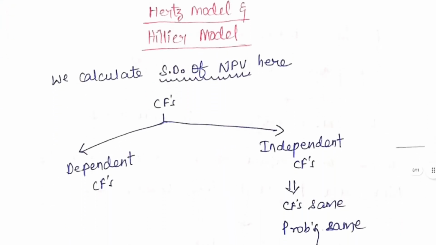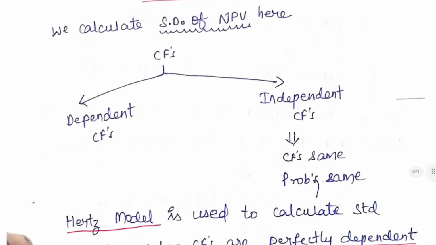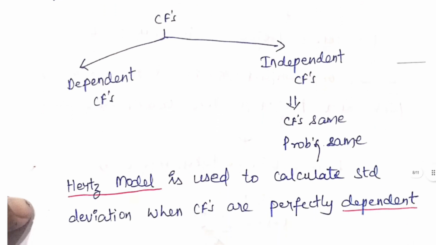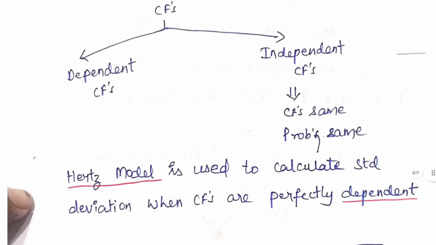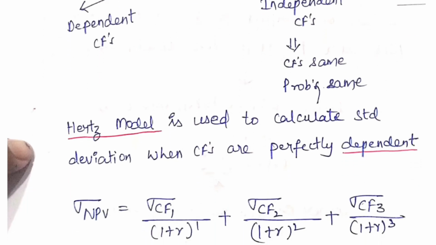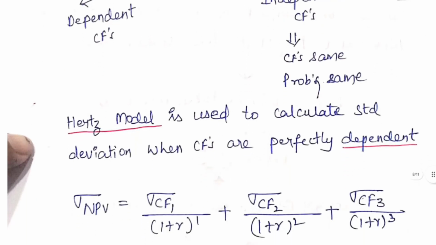Hedge model and Hillier model. Here we calculate standard deviation of NPV. Here cash flows are of two types: dependent cash flows and independent cash flows. Independent cash flows means cash flows are the same, probability is the same. In such a case, those cash flows will be considered as independent cash flows. Hedge model is used to calculate standard deviation of NPV when cash flows are perfectly dependent.